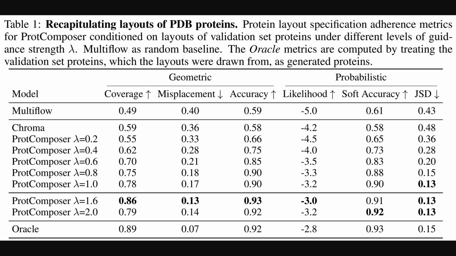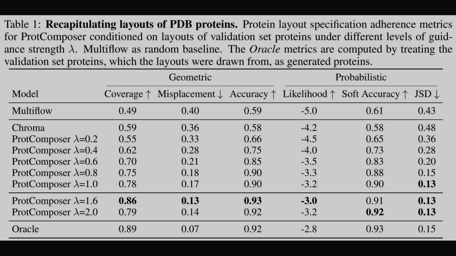Alright, so this table, table 1, really quantifies that control. It compares ProtComposer at different guidance strengths against models like Multiflow and Chroma, and an Oracle ideal. Metrics like coverage, accuracy, and likelihood improve for ProtComposer as lambda increases, meaning generated proteins better match the target ellipsoids. Misplacement and JSD, that's Jensen-Shannon divergence, a measure of how different generated structures are from target distributions, also decrease, showing stronger adherence. ProtComposer clearly approaches Oracle performance with stronger guidance.